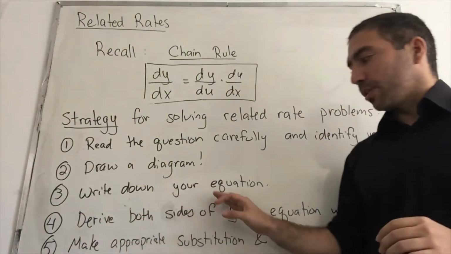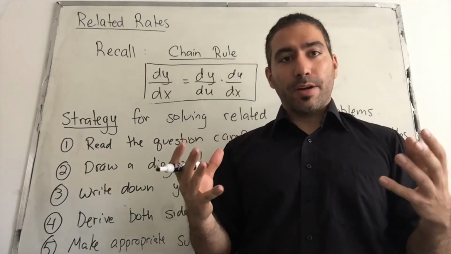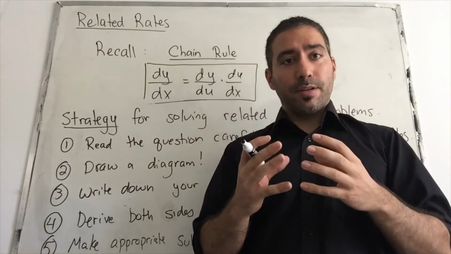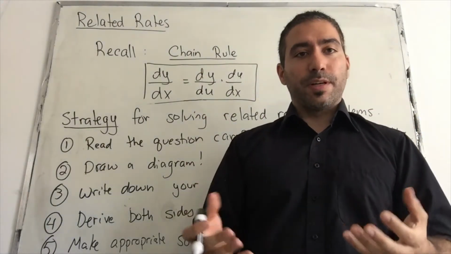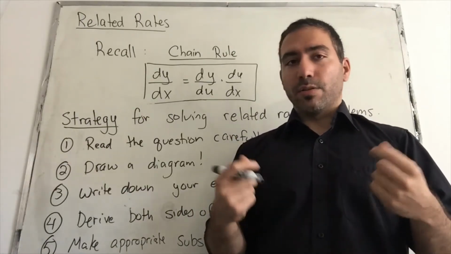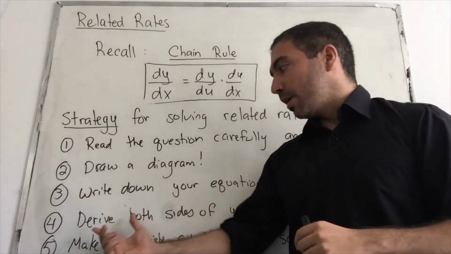Step 3, write down your equation. So if the problem is talking about, I don't know, a balloon that's being filled with air, let's say it's a spherical balloon, a perfect sphere, write down your volume of a sphere. If you're talking about the amount of air in the balloon, we're going to use a sphere. So write down the volume of a sphere equation. So you have to write down your equation pertaining to the situation.